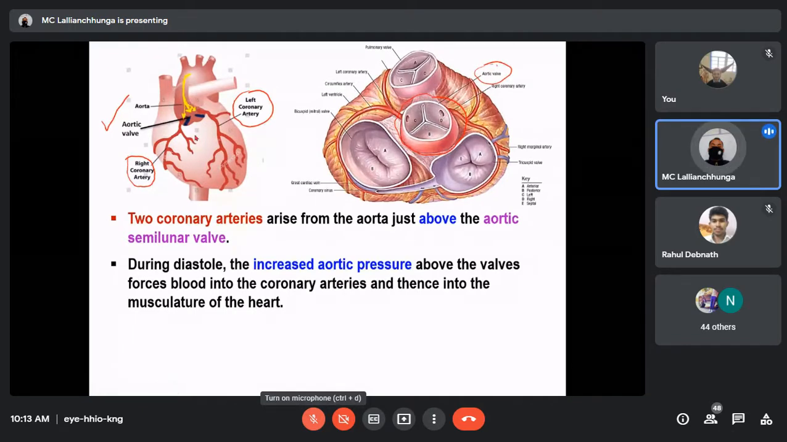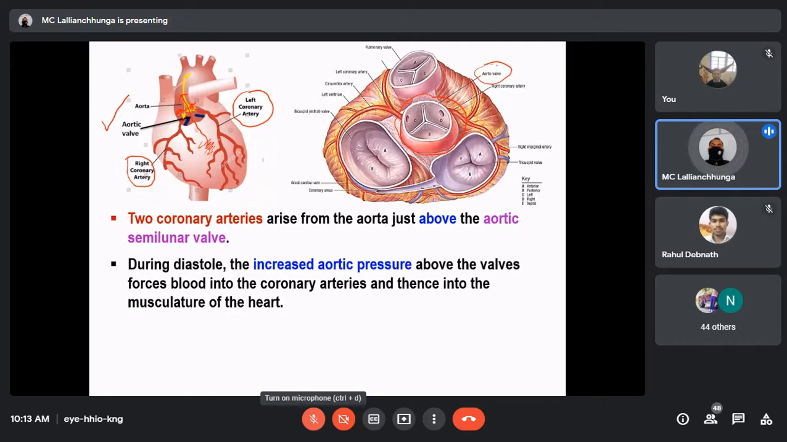Let's say when there is systole. Systole means these ventricles will contract, so blood will be forced out like this. In that condition, the right and left coronary arteries will also be compressed, so blood may also come out from them.